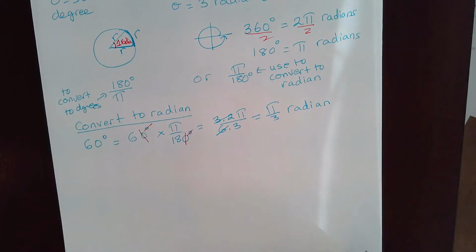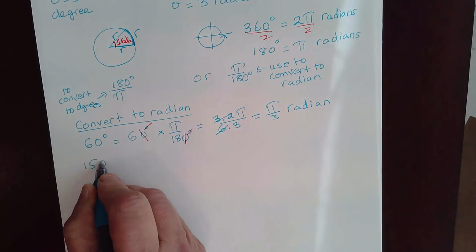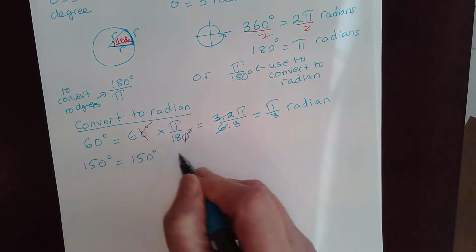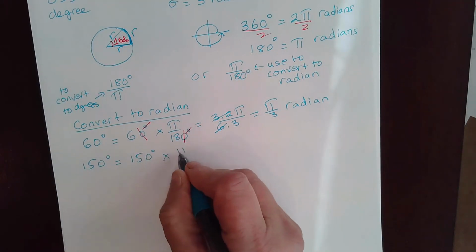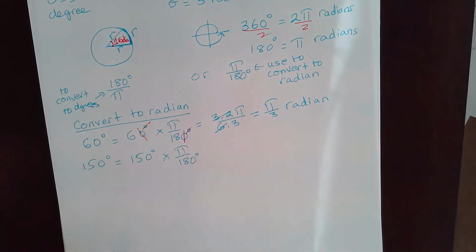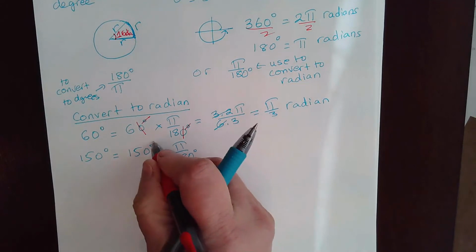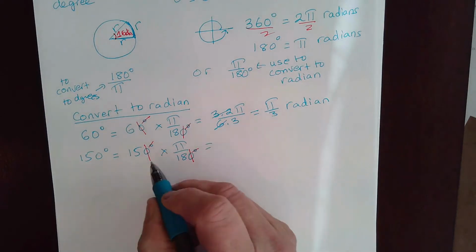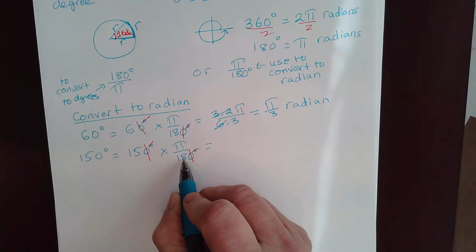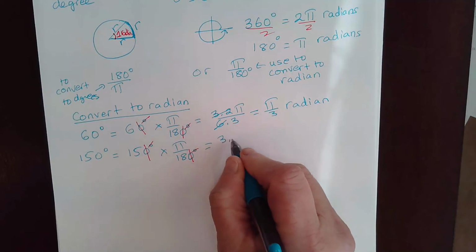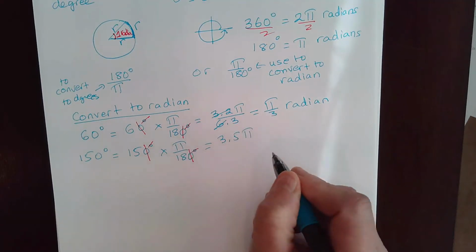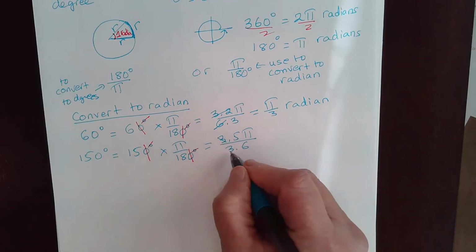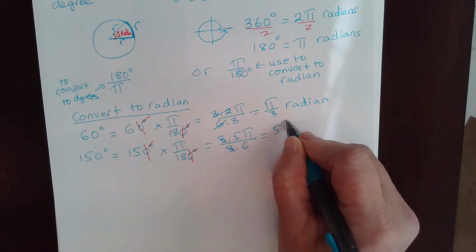Now using another example, if you want to convert 150 degrees to radian, 150 degrees, again, I'm changing to radians, so I have to multiply by pi over 180 degrees. And then here the degree cancels. The 0 and the 0 cancel. Now if you notice, this is a multiple of 3, and so it's a multiple of 3, so I can rewrite this as 3 times 5 times pi over 3 times 6. So the 3 cancels, and you'll be left with 5 pi over 6 radian.